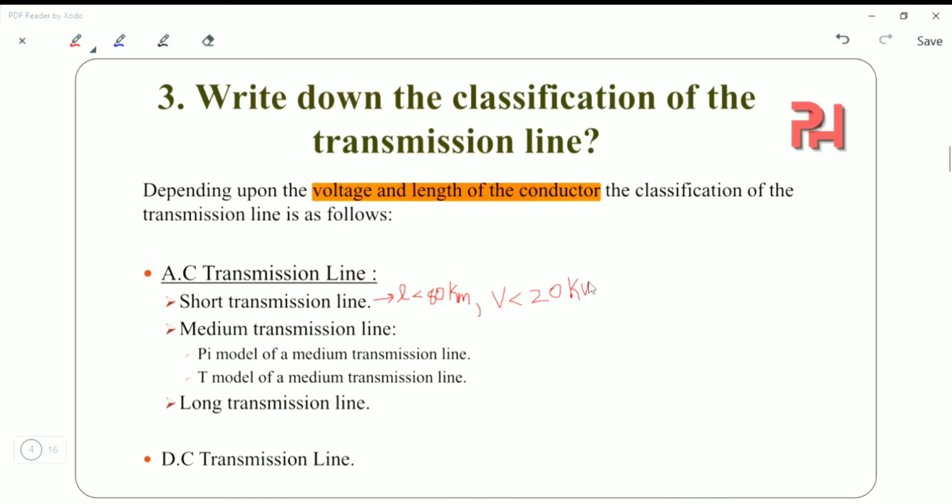In the case of a medium transmission line, the length should be between 80 kilometer and 160 kilometer, and the voltage should be between 20 kilovolt and 100 kilovolt. Now in the case of a long transmission line, the length should be greater than 160 kilometer.